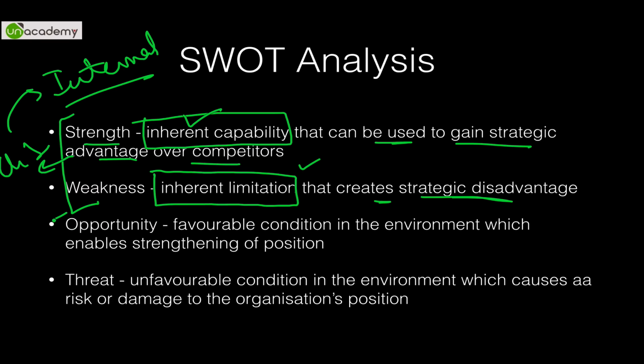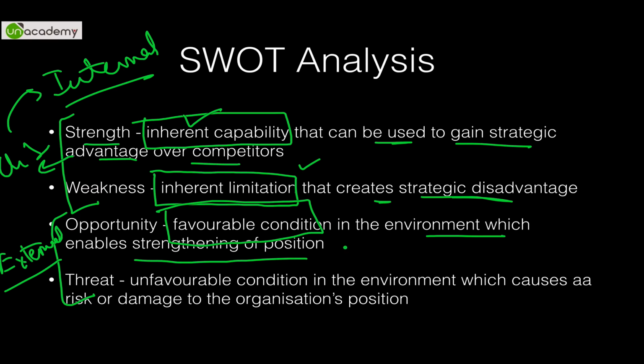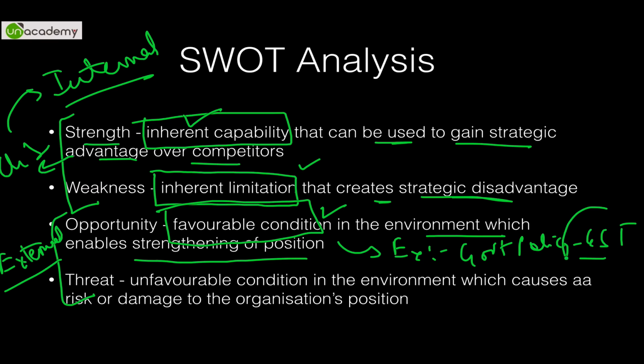On the other hand, opportunities and threats, these are external to a company. Again, that we have studied in the first chapter. The opportunities are the favorable condition in the environment which enables strengthening of position. So this is beyond our control, but this might be a favorable condition. For example, a favorable government policy, implementation of GST. So GST may make lives of many people easier. So this may be a favorable condition for some.